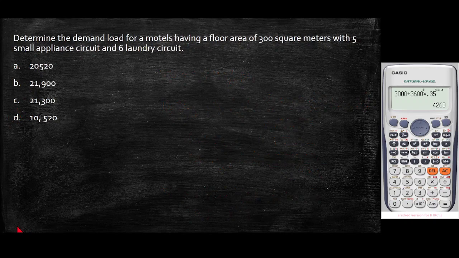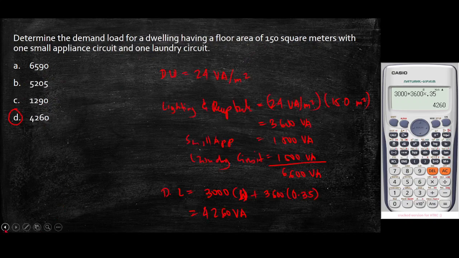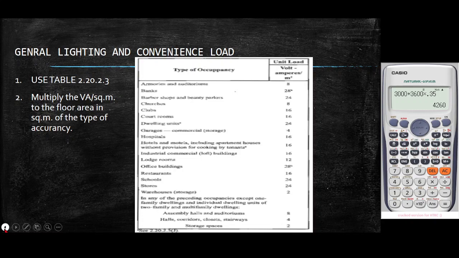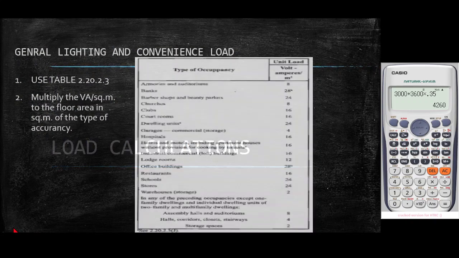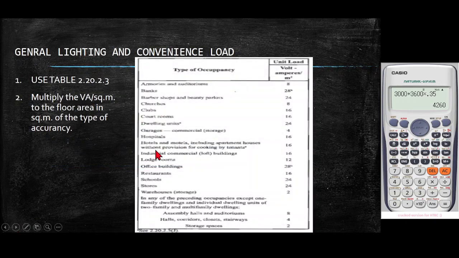Okay, next. Determine the demand load for motels having a floor area of 300 square meters with 5 small appliance circuits and 6 laundry circuits. Siguro 3 minutes ulit for this one. For motels, balik natin yung table. So for motels, ang kaniyang volt ampere per square meter is 16. Hotels, motels, so 16.